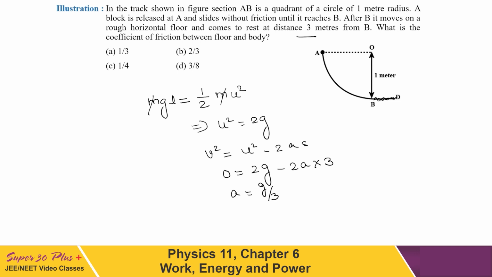And so we can write that the frictional force will be mu mg, and thus a has to be equal to mu k into g. So mu k will have the value g by 3 upon g. G got cancelled, that is 1 by 3, which is our option number A.